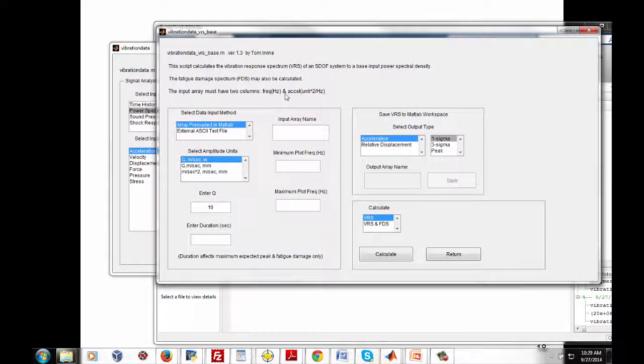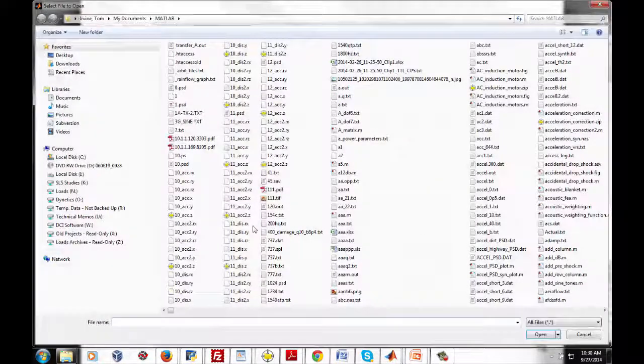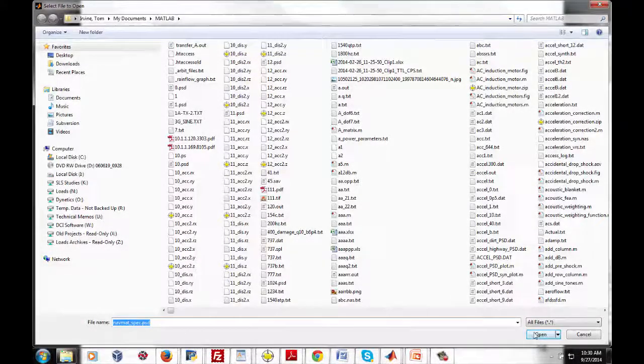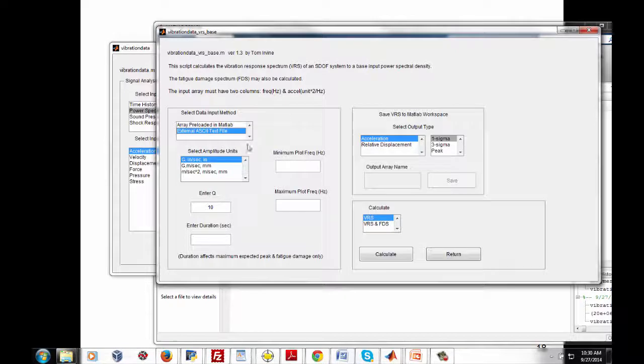So this script calculates the vibration response spectrum, VRS, of a single degree of freedom system subjected to a base input power spectral density. We'll talk about fatigue damage spectrum in an upcoming webinar. The input array must have two columns, frequency in hertz and acceleration in units squared per hertz, for our case LBG. So we're going to use our NavMat spec as our base input, and that does have the plateau at 0.04 g squared per hertz.